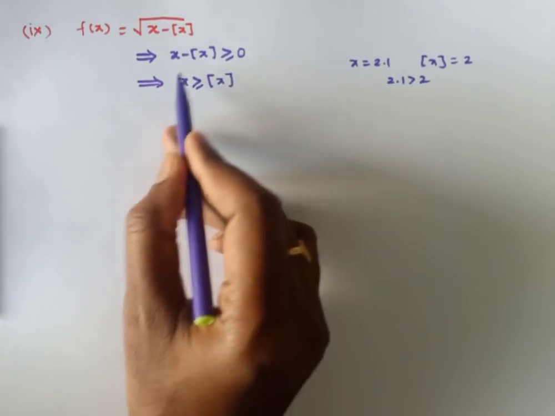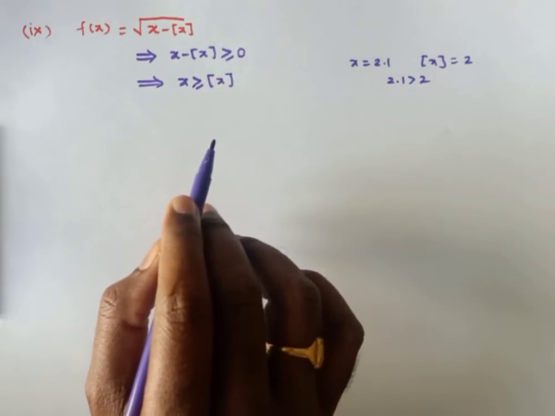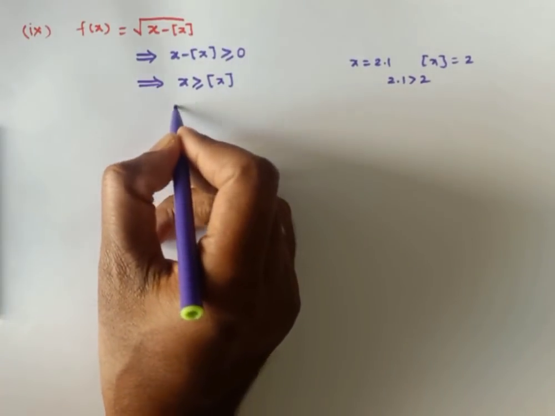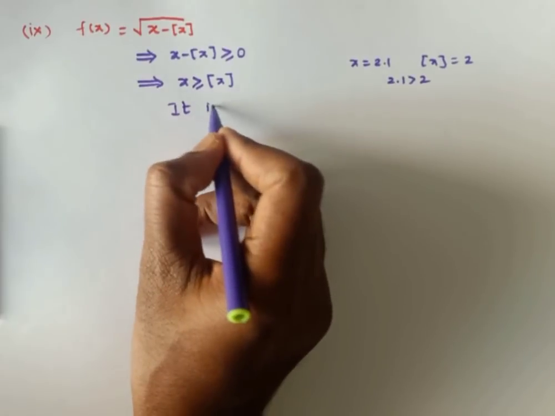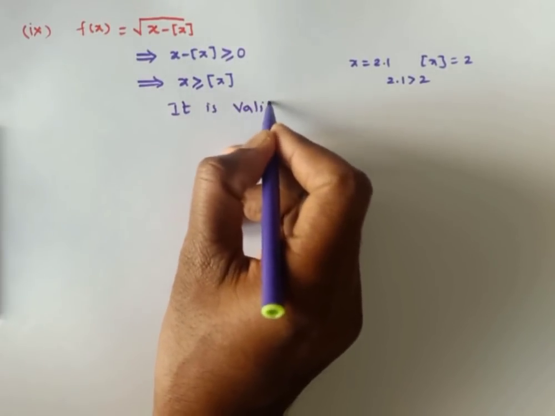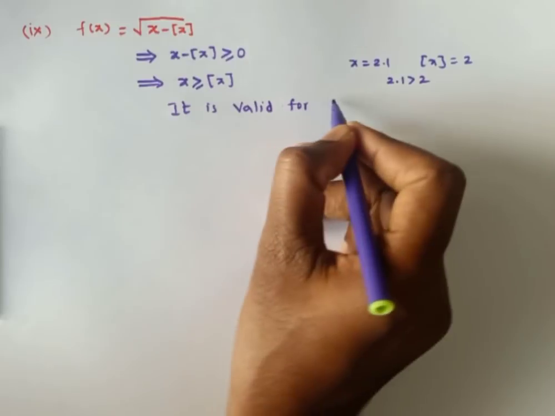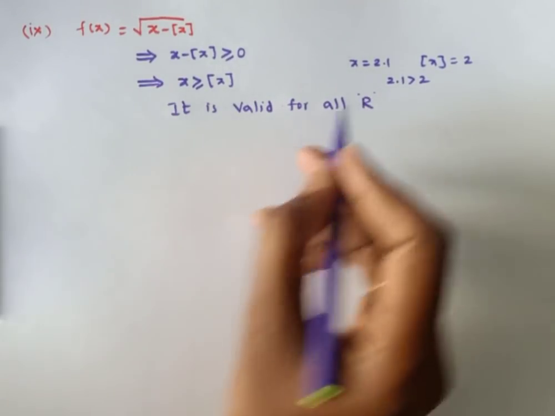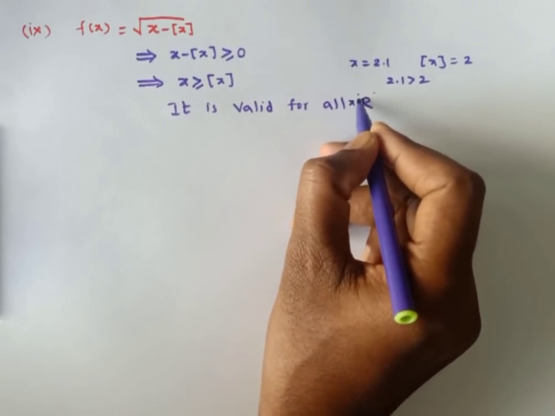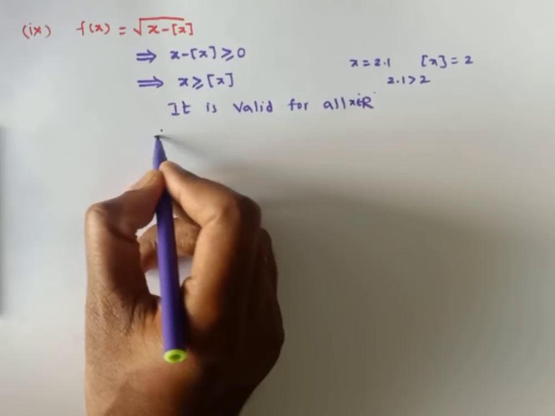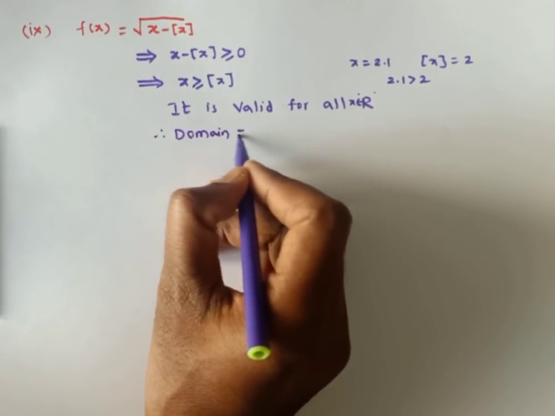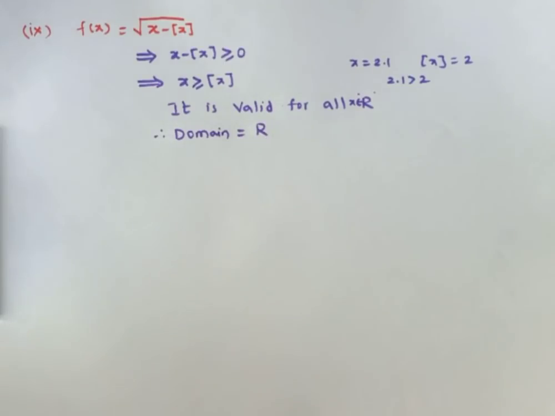So this relation that satisfies for all real numbers is satisfied, and so the above is valid for all real numbers. This is valid for all x belongs to R. So therefore the domain of this function is all real numbers, that means minus infinity to plus infinity.